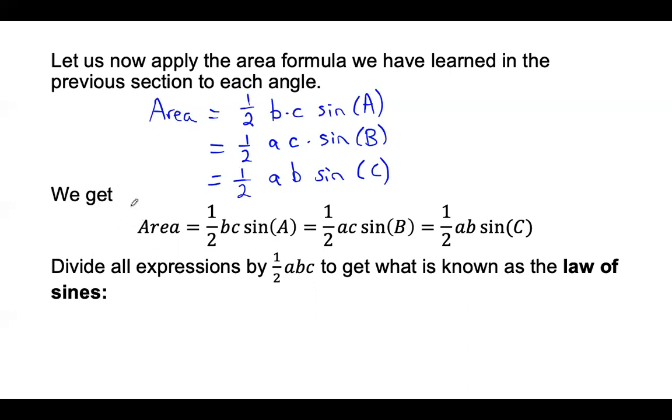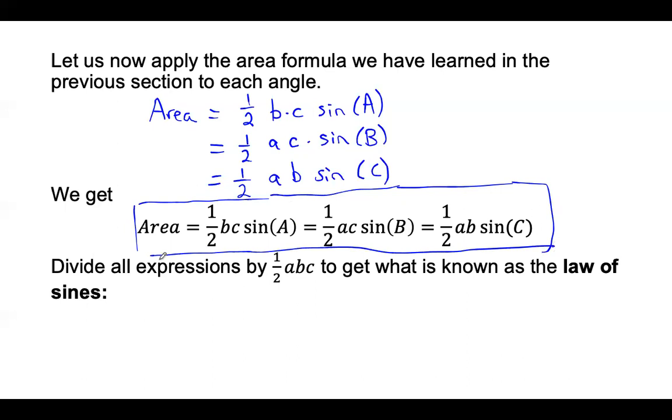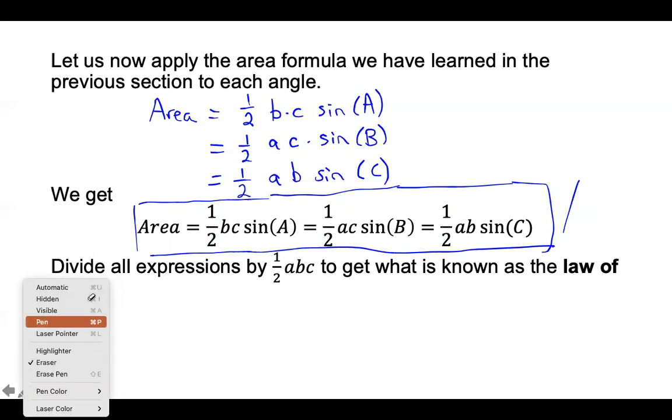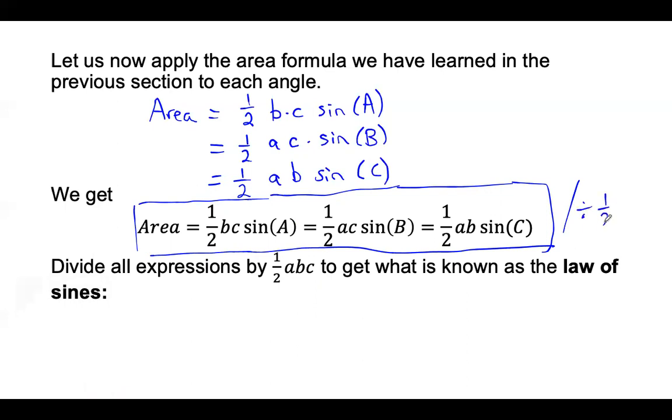So the area is therefore equal to half b c sine A, which is equal to a half a c sine B, which is equal to a half a b sine C. So we get this. Okay, well, we could cancel out the halves if we wished, or another alternative, I'll erase that, just showing you, we could divide by a half a b c. So if we divide this by a half a b c, we're going to get something. What are we going to get?